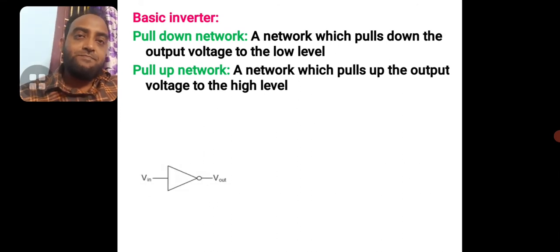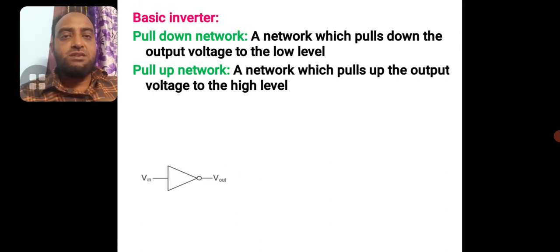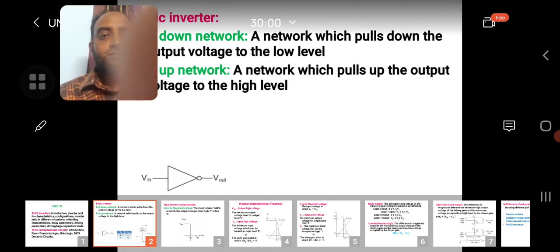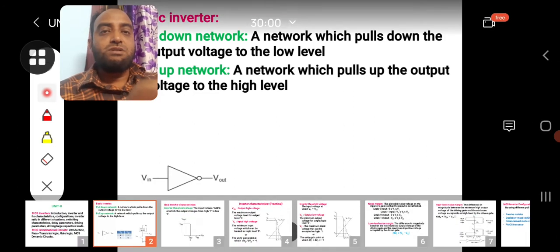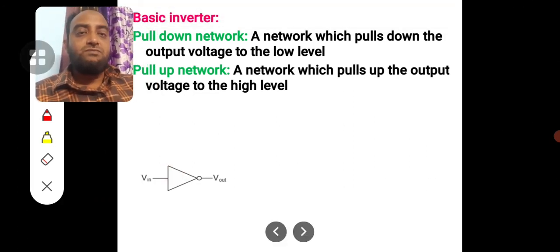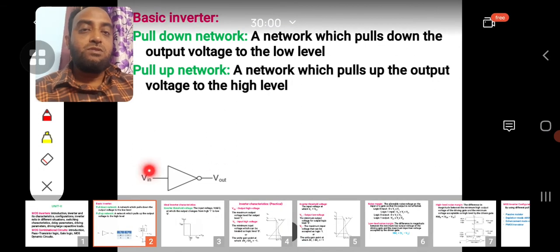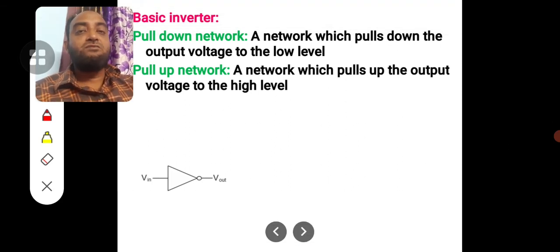Every inverter will have a pull-up network and a pull-down network, because as you can see from the screen, the basic inverter diagram is shown. The circuit symbol is shown here. From this circuit symbol, the input we will be applying here, we will be getting the output. Whatever the input, if you apply logic 1, you will get a logic 0 as the output.